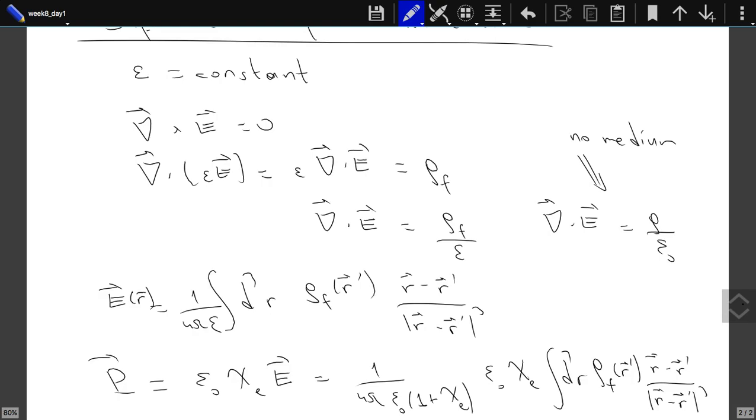But you see, this is epsilon 0. If you open this up, this is epsilon 0 times 1 plus the permittivity. So basically, the electric field is created by the free charge divided by 1 plus the permittivity. That is what we had obtained at the end.